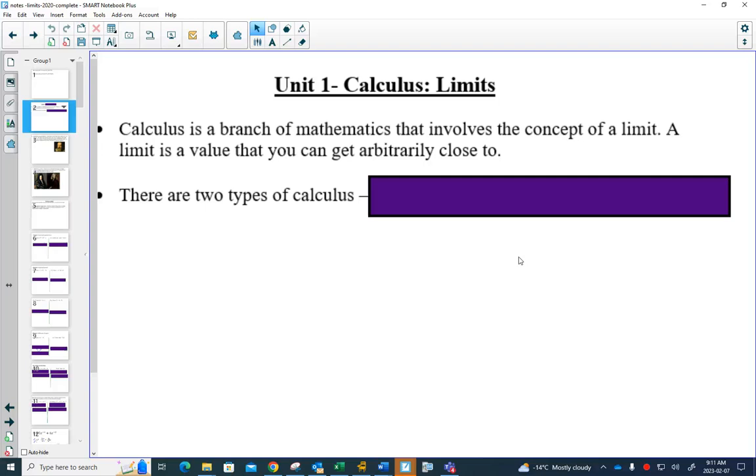So our first unit is on limits. And a limit is something that you can get really close to. Sometimes you can even get to that value.